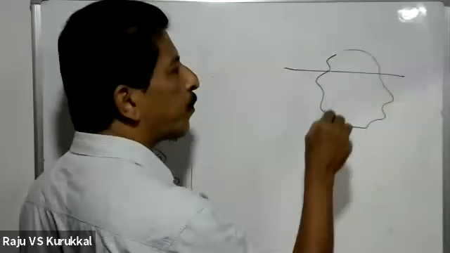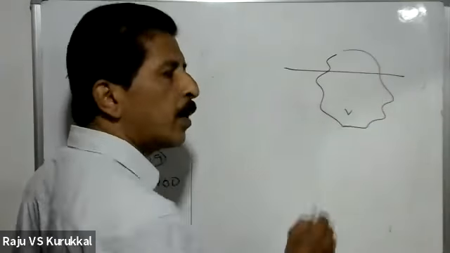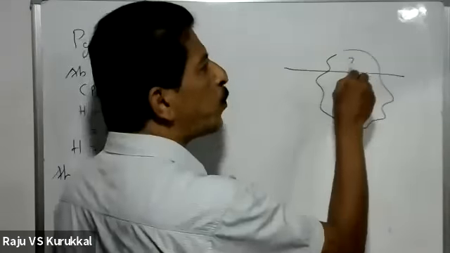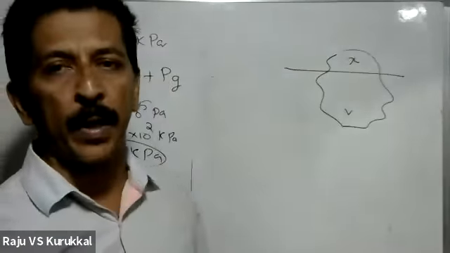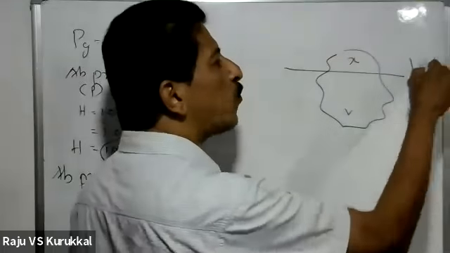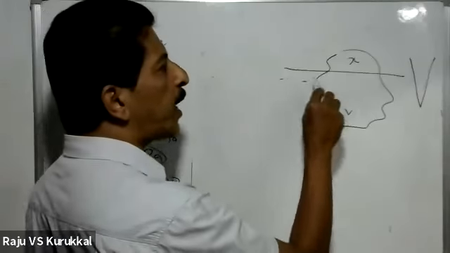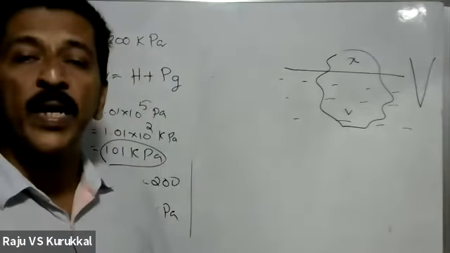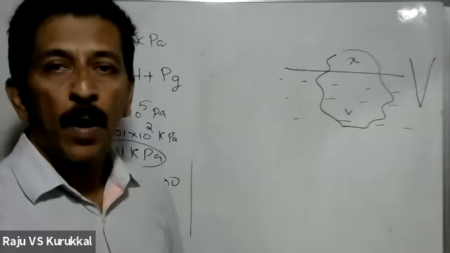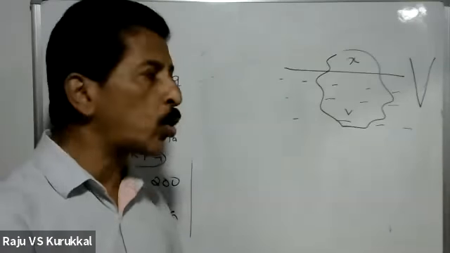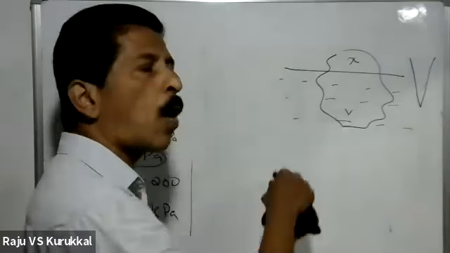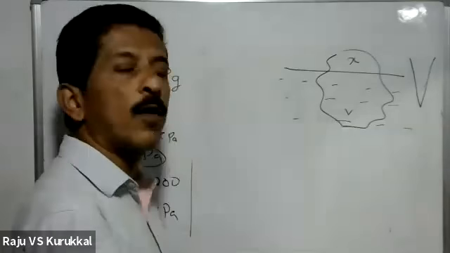ഇതൊരു ഐസ്ബർഗ് ഇങ്ങനെ കിടക്കുകയാണ്. Let V be the volume of iceberg inside water, and x be the volume exposed to air, and total volume is V. അപ്പൊ ഇത് വാട്ടർ സർഫേസിനകത്ത് കിടക്കുകയാണ്. But total volume of the iceberg is V. വാട്ടറിനകത്തുള്ളത് സീ വാട്ടറിനകത്തുള്ള വോളിയം, സീ വാട്ടറിന് പുറത്തുള്ളത്.